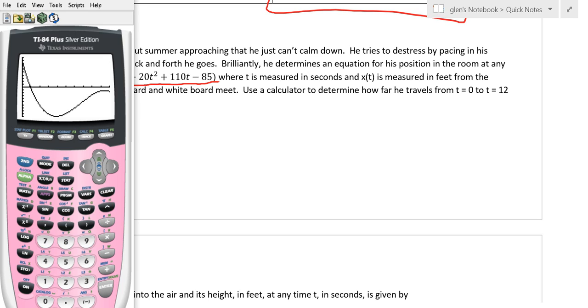To the left. I'm going to head to the left because my position, which is this curve right here, is decreasing until I hit here. What's this point at the very bottom representing? When I'm turning around. I'm moving backwards this whole time, and then forward, and then backwards again. Does that make sense?